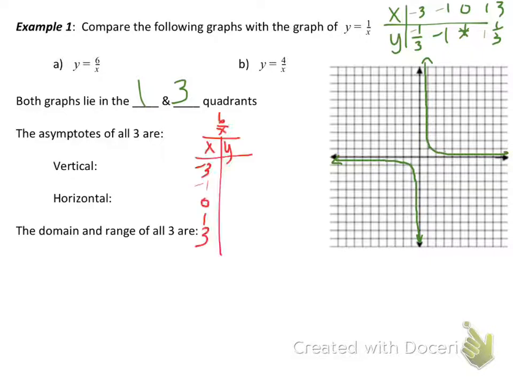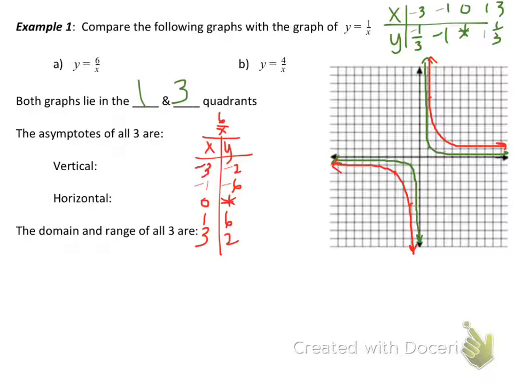Now let's take a look at y equals 6 over x. Again, let's pick those same values. When we plug in -3, we get -2. -1 will give us -6. Again, it's not defined at 0. 1 is going to give us 6, and 3 will give us 2. And when we plot those, we can see that graph.